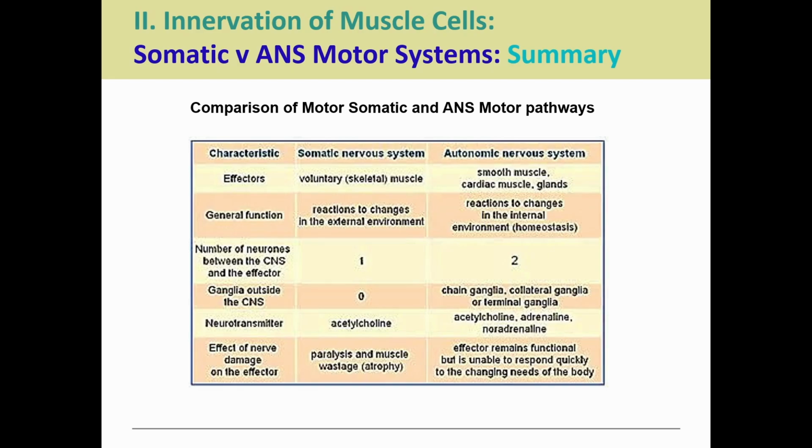So you can just pause here and read through this. I'm not going to read this to you, but just remember who the effectors are, what the general purpose is, how many neurons from the central nervous system to the effector, how many ganglia, what neurotransmitters, and then what would happen if there was nerve damage.